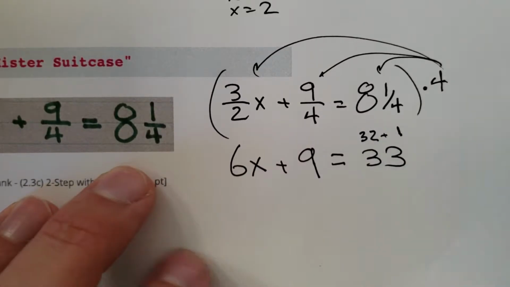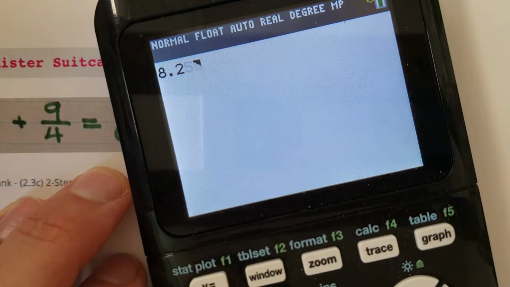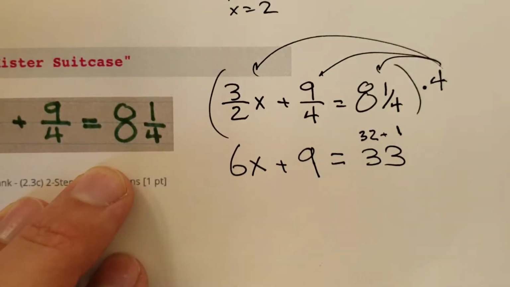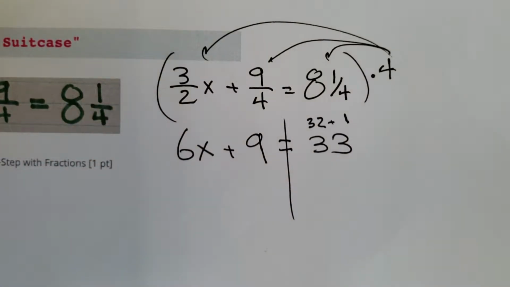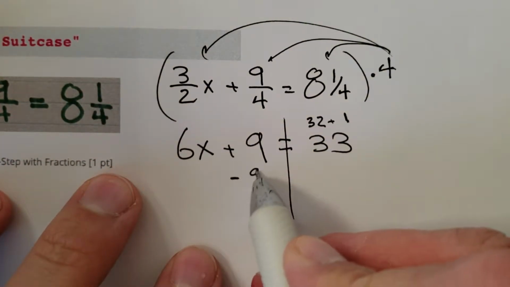Let me double check here really quick. 8.25 times 4. There you go. It's been a long day of teaching. My brain's a little fried, so I'm just making sure things are right. Okay. Just takes 5 seconds to double check just to make sure you're doing it right. All right, now we got pretty numbers. Let's do our algebra skills.